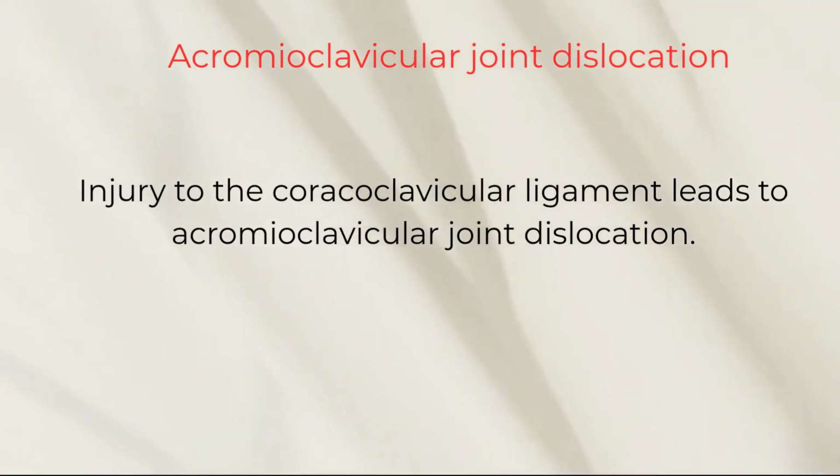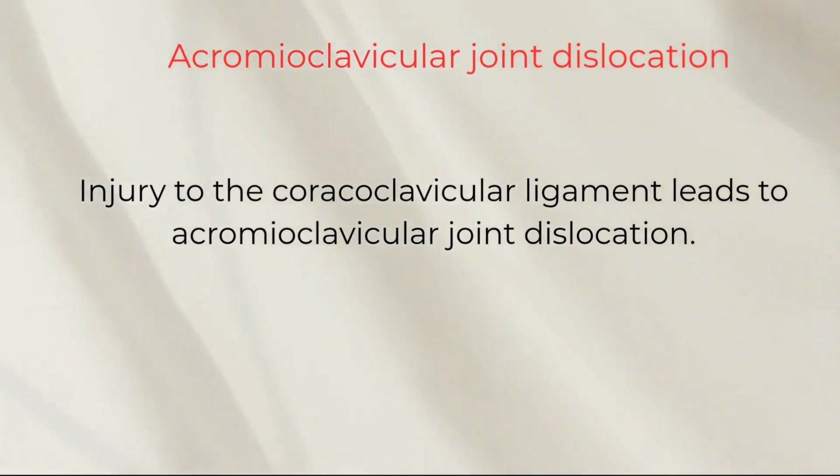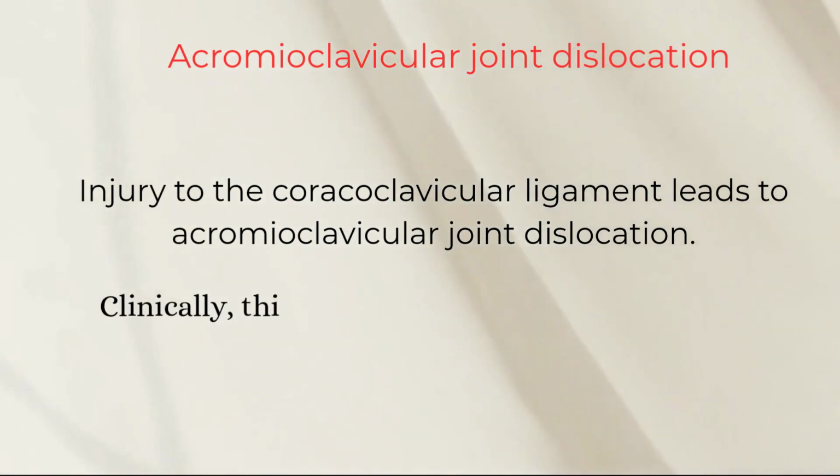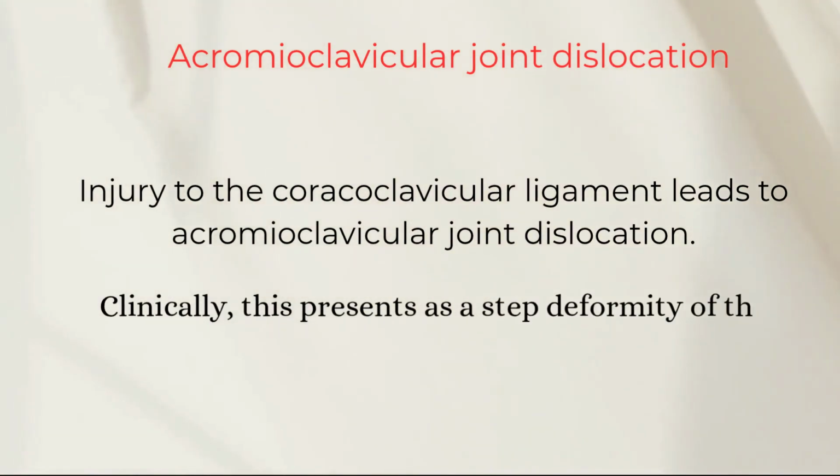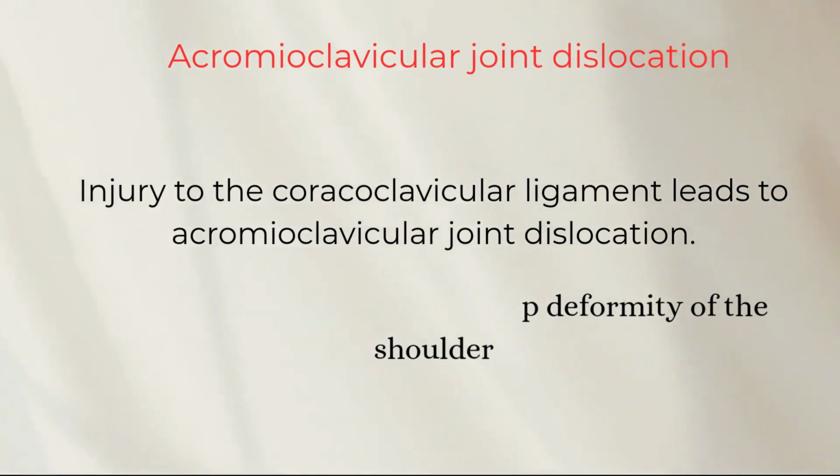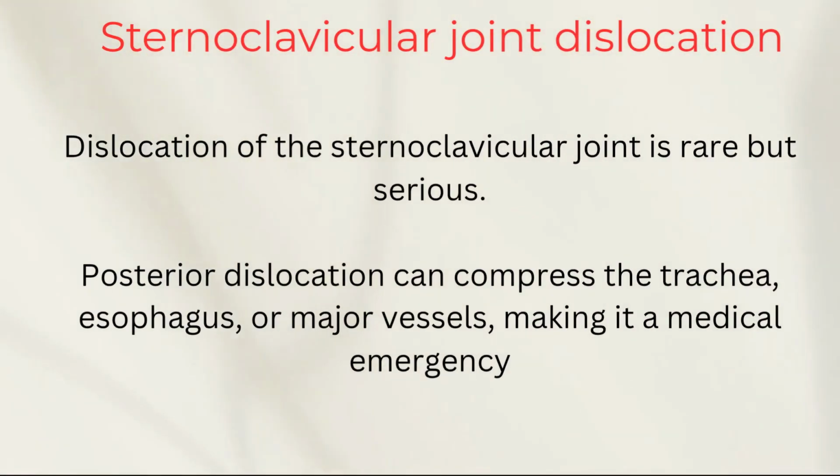Acromioclavicular joint dislocation. Injury to the coracoclavicular ligament leads to acromioclavicular joint dislocation. Clinically, this presents as a step deformity of the shoulder. Sternoclavicular joint dislocation is rare but serious. Posterior dislocation can compress the trachea, esophagus, or major vessels, making it a medical emergency.